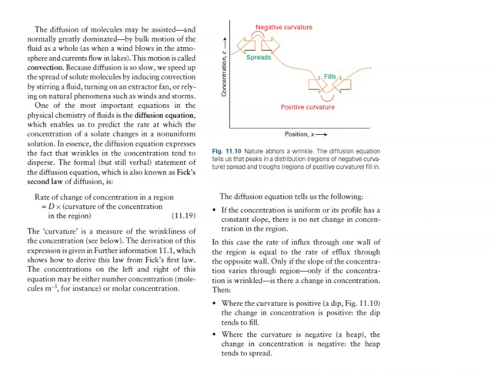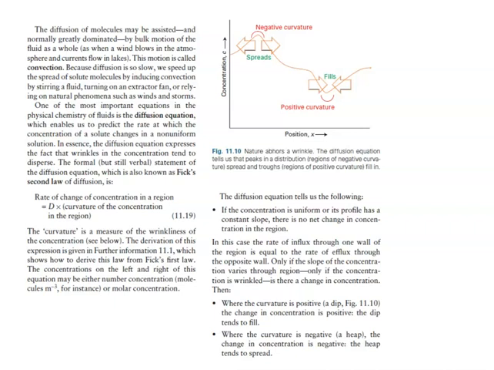Only if the slope of the concentration varies through the region, only if the concentration is wrinkled, is there a change in concentration. Under those circumstances, when the curvature is positive, for instance, a dip in figure 11.10, the change in concentration is positive, and the dip tends to fill. Where the curvature is negative, the change in concentration is negative, and the heap tends to spread.